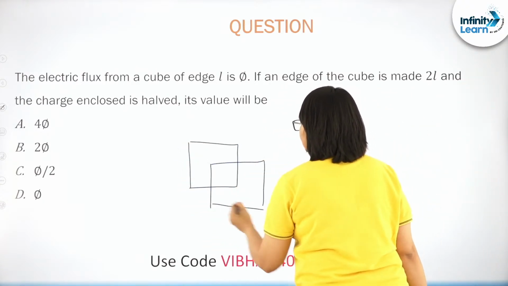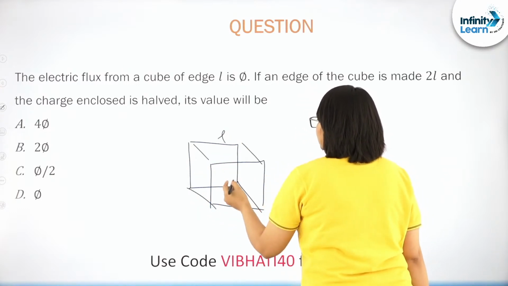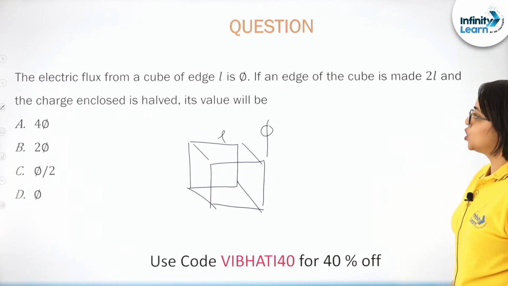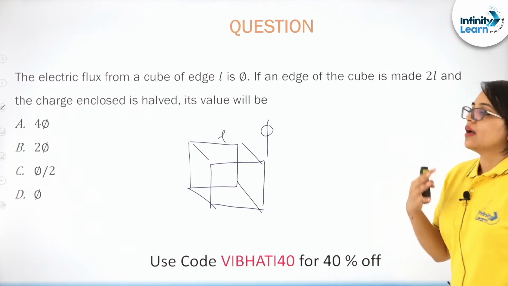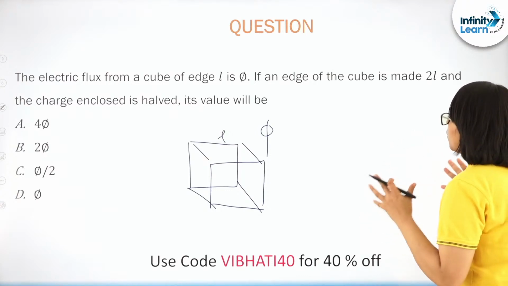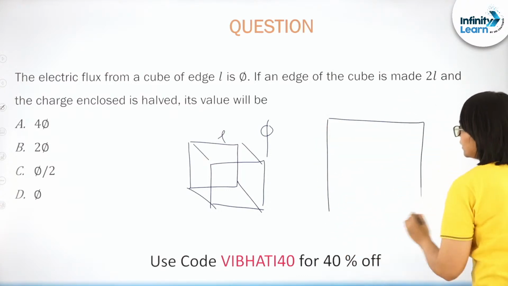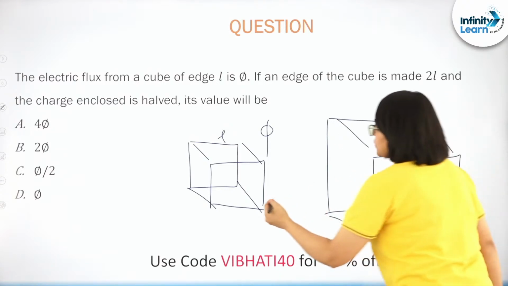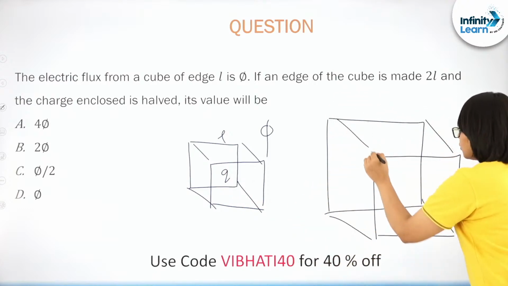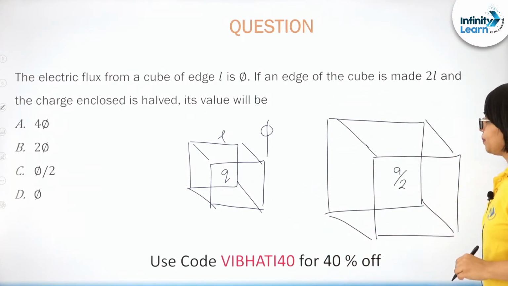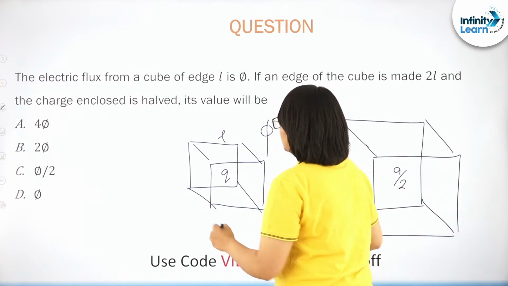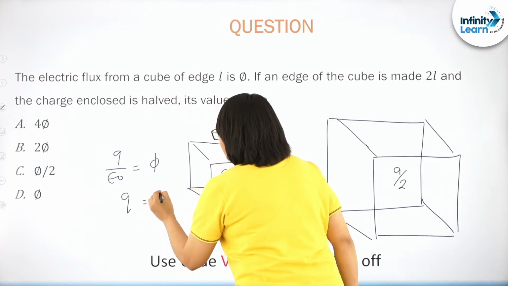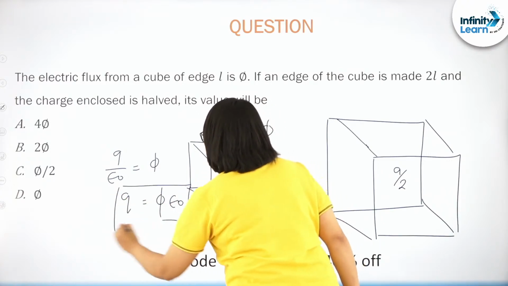Next is the electric flux from a cube of L is phi. एक क्यूब है जिसका साइड is L and its electric flux is phi. Fine. अब हमने क्या किया, when the edge of the cube is made double, 2L, और चार्ज को आधा कर दिया. आपको बताना है what will be the value of new flux. तो आपने edge को डबल कर दिया, size of the cube will increase like this and suppose यहाँ पे अगर enclosed charge Q था तो इस केस में enclosed charge will be Q by 2. Fine. Now according to Gauss's law, Q enclosed divided by epsilon naught is equal to phi. So value of Q will be phi into epsilon naught using first statement.